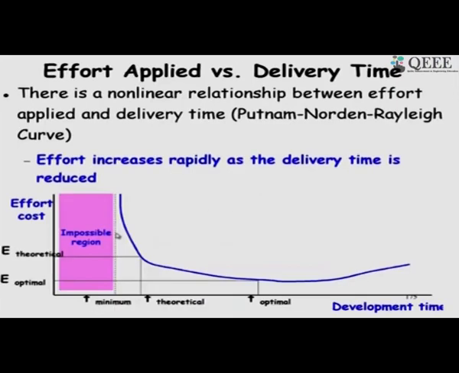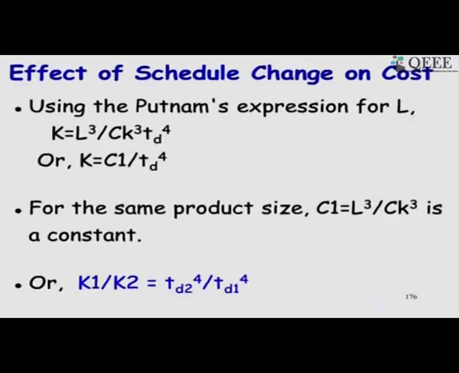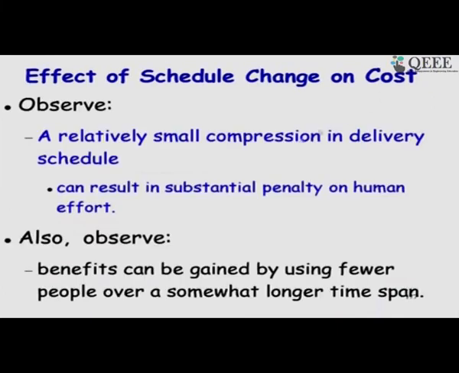And also Boehm's result said that if we reduce it by more than 25%, then it becomes impossible to do. So, the effort requirement increases very rapidly if we reduce the schedule. So, the cost also increases to the power 4. So, even a small compression in delivery time results in a substantial penalty in human effort.